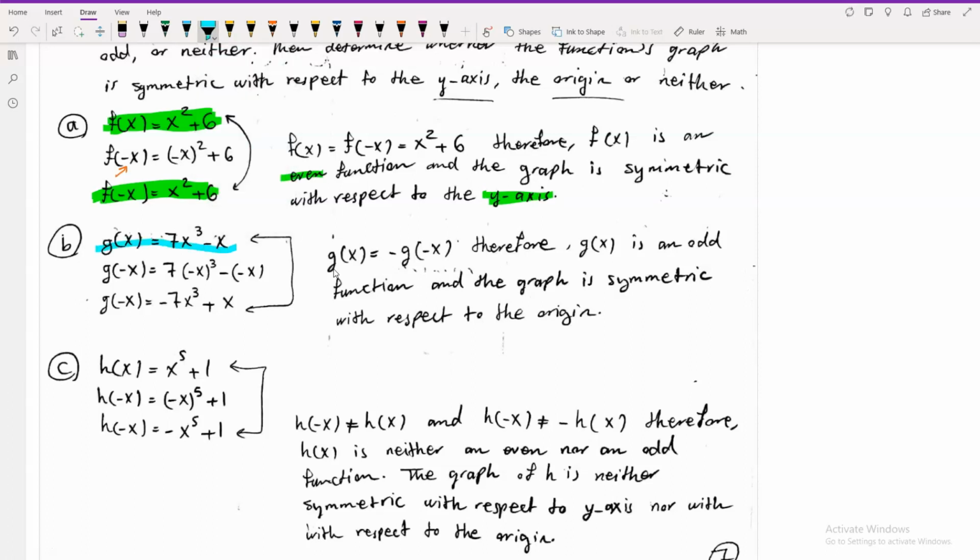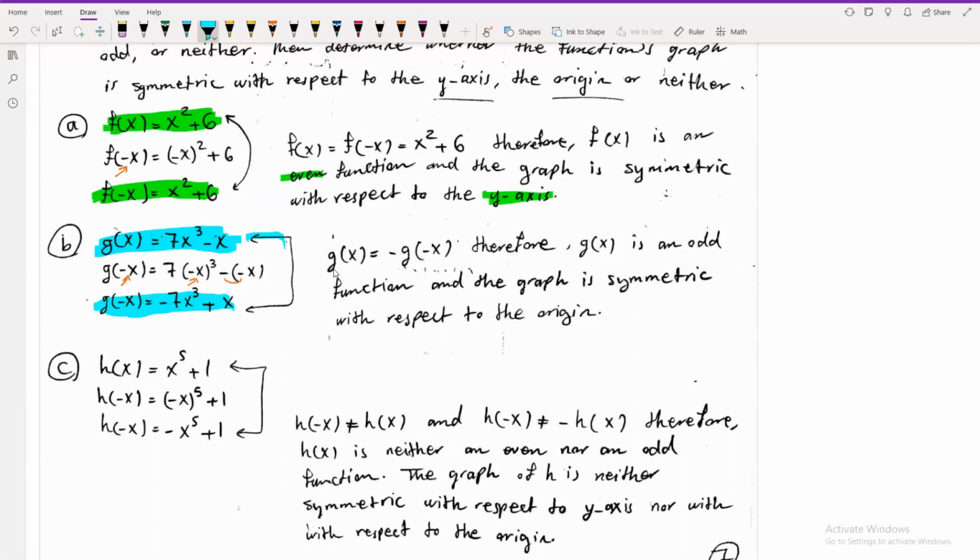Part B, g of x is equal to 7x cubed minus x. Again, use negative x instead of x. So g of negative x is equal to 7 times negative x cubed minus negative x. Negative x cubed is negative x to the third power, and here we have 7, so it's negative 7 times x to the third power plus x, because negative times negative is positive. So this is what we have.